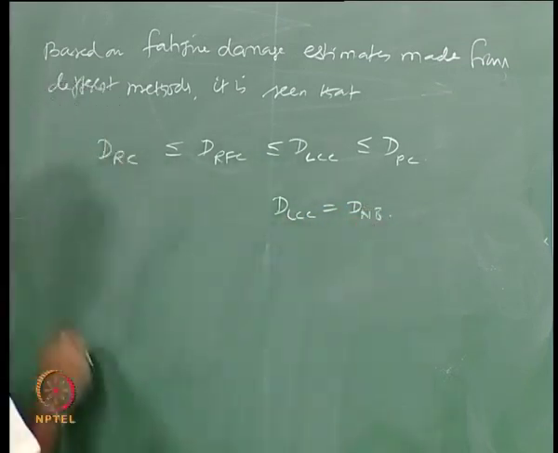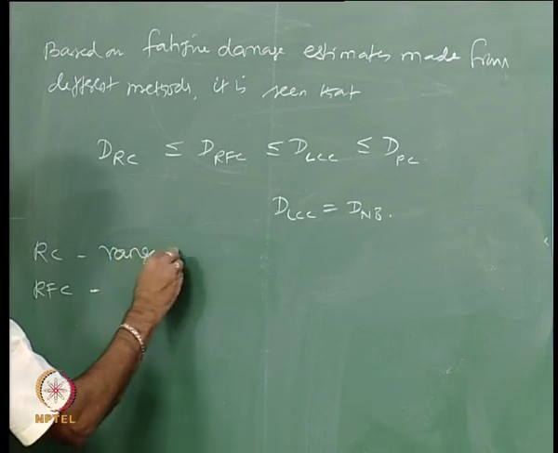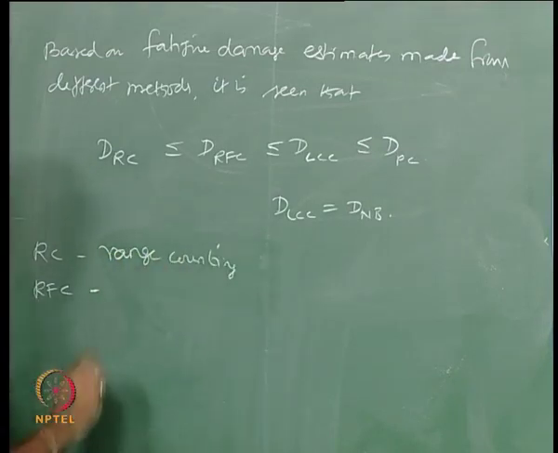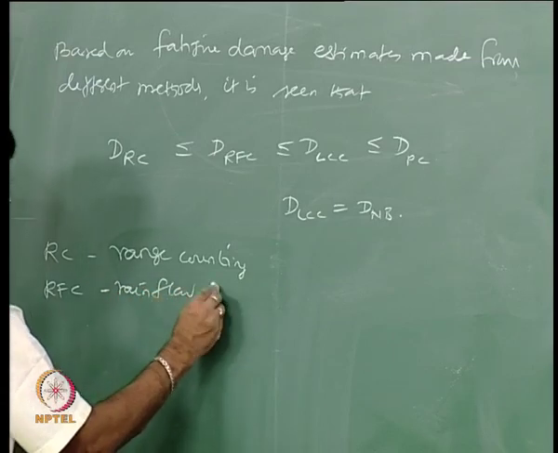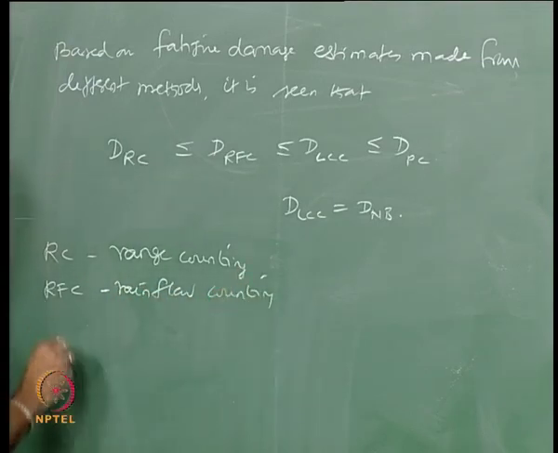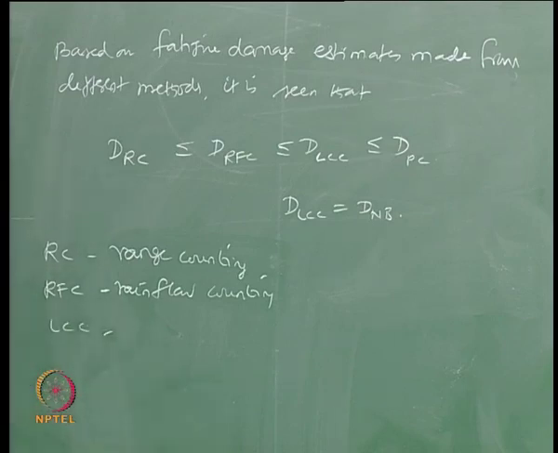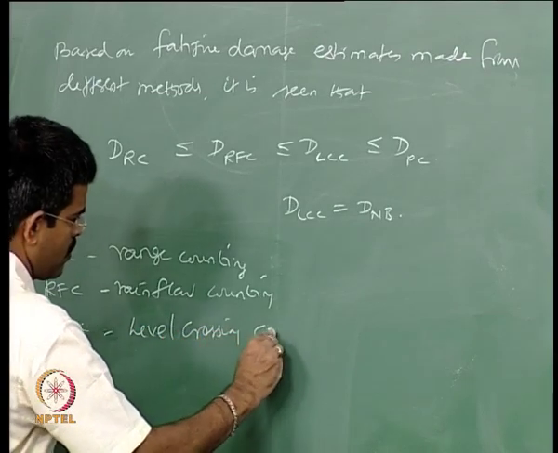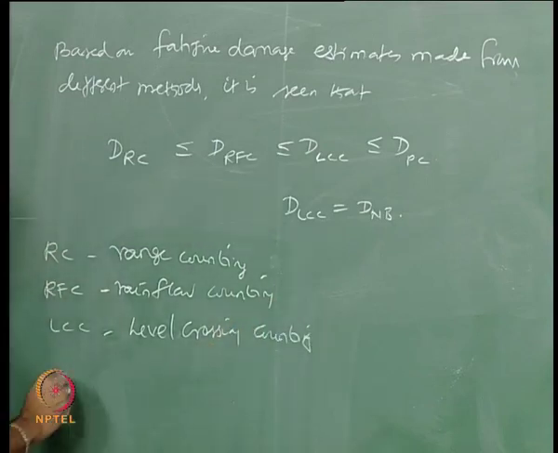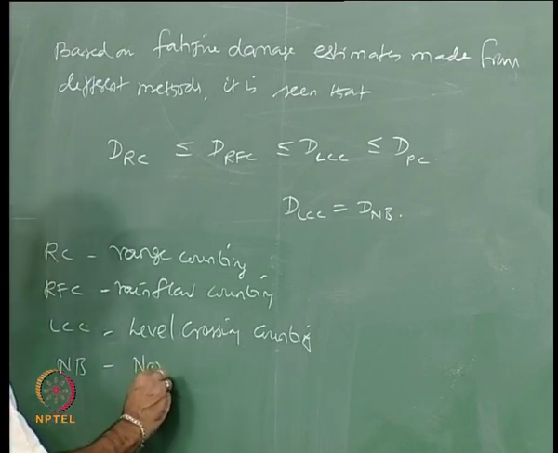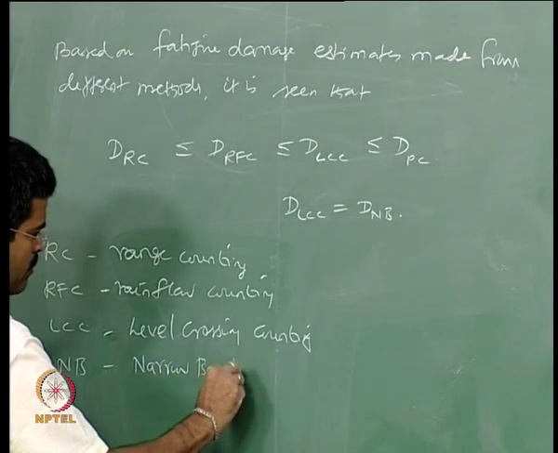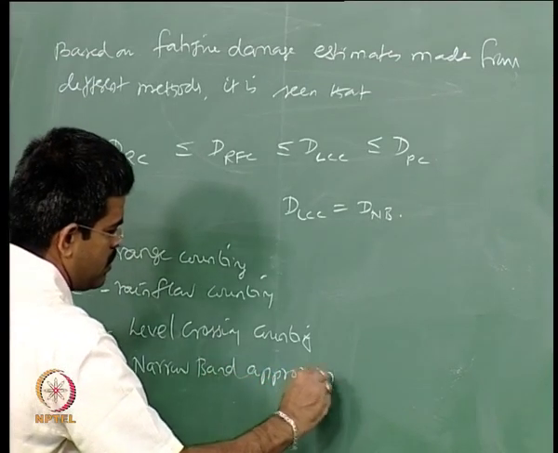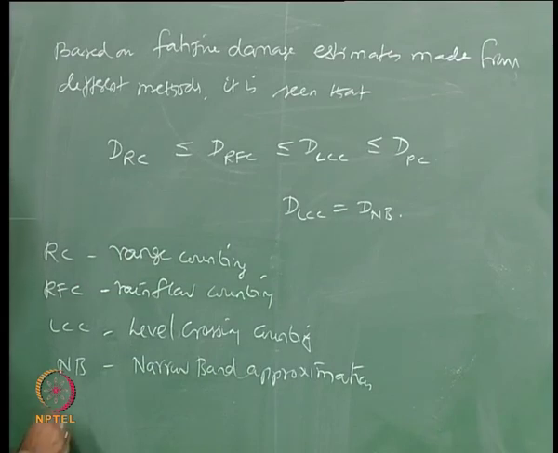I will talk about all these things. RC is range counting, this is rain flow counting, RFC, and LCC, level crossing counting, NB refers to narrow band approximation. We are going to talk about this in the next lecture. PC, peak counting.